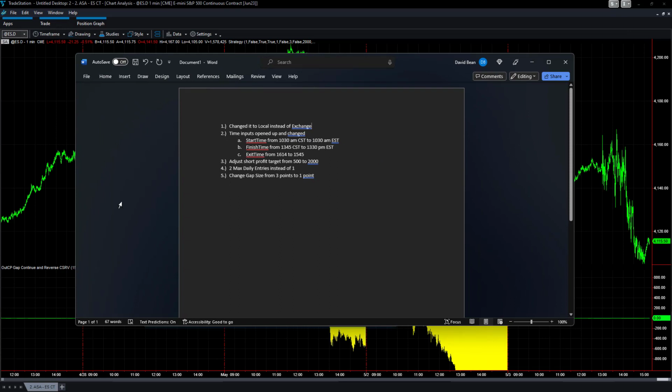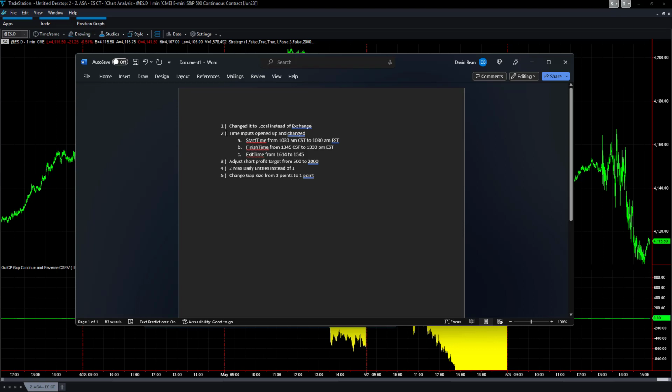So it was on exchange time, and I'm moving it to local time to match everything else. Exchange time is Central Standard Time. For me, I set my computer to Eastern Standard Time, even though I'm in the Central Time Zone. And so when I change it to local, it becomes a 1 hour shift to Eastern Standard Time.